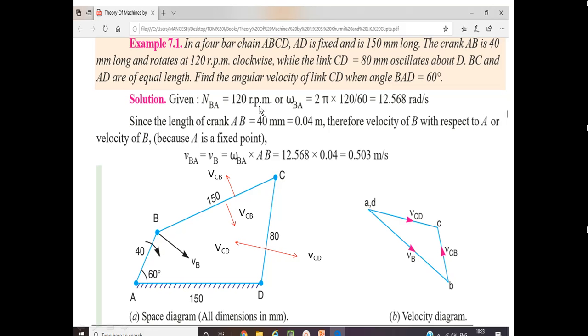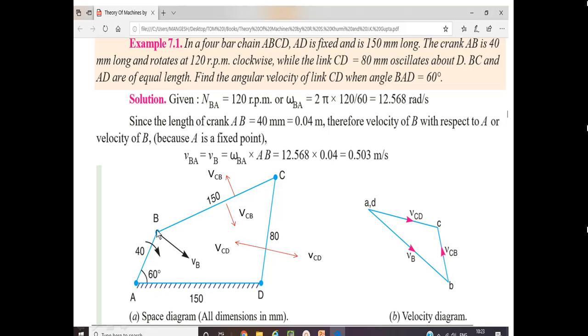As the rpm of the crank is given, we first find the angular velocity of the crank link AB, which is equal to 2 pi n by 60. After calculation we get 12.568 radian per second. Then we find the linear velocity of link AB. A is a fixed point, so the linear velocity of link AB will be perpendicular to the link AB, according to the motion of a link. The linear velocity of any link is always perpendicular to that link.